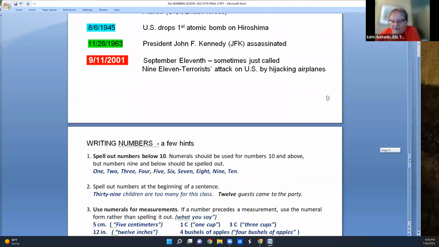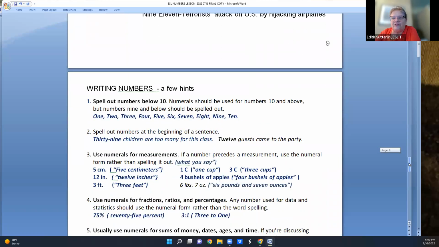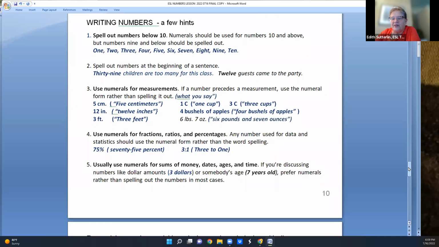Okay, we're going to move ahead. This is a rather quick review. We're not trying to do a full session like this morning. We had some hints about writing numbers. You spell out numbers below 10. So we don't just use a number digit or numerals. We have to write them out. So let's read those numbers.